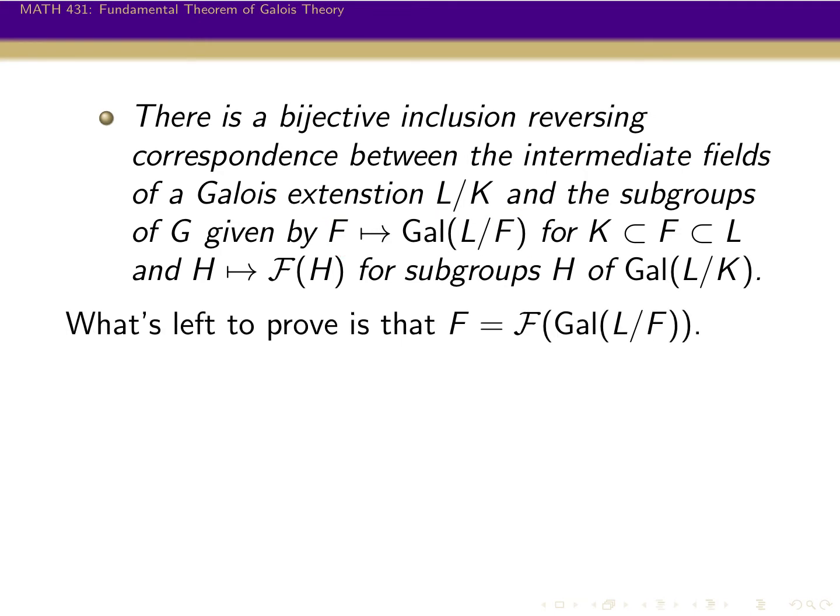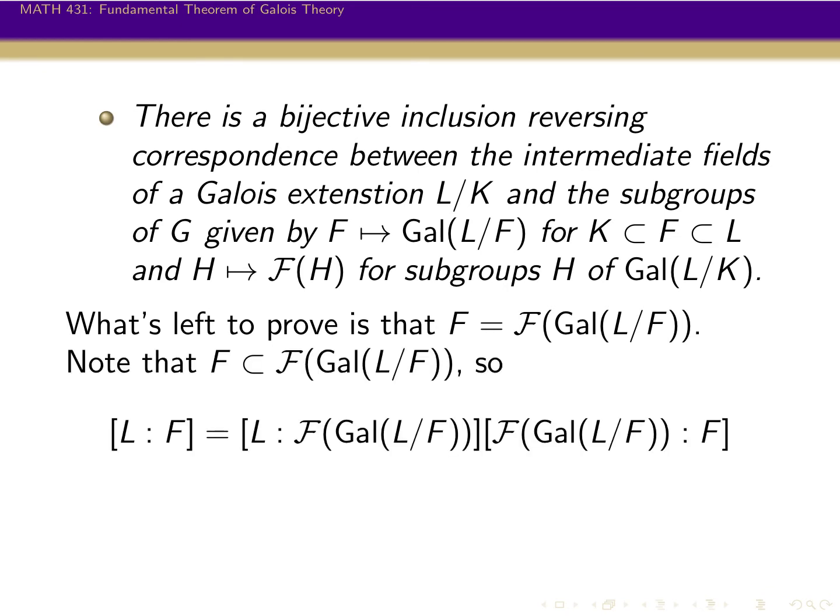Okay, now we have to prove it starting off at the field side. If we start off with some F that's a subfield of L, an intermediate field between K and L, we need to prove that this is the fixed field of the Galois group of L over F. Note that we automatically have that F is a subfield of the fixed field of the Galois group of L over F, because F is fixed by all the elements of the Galois group.